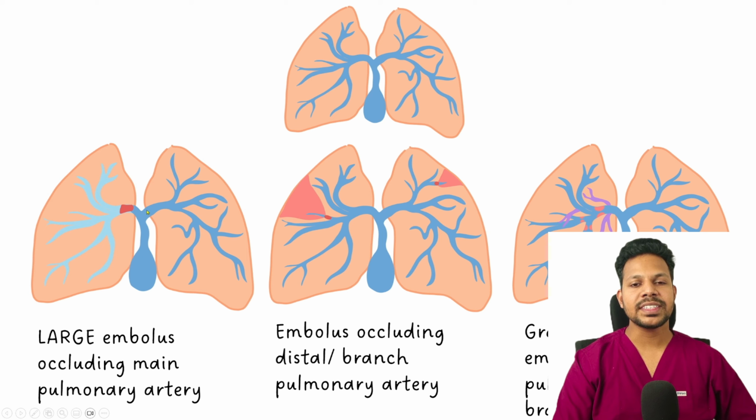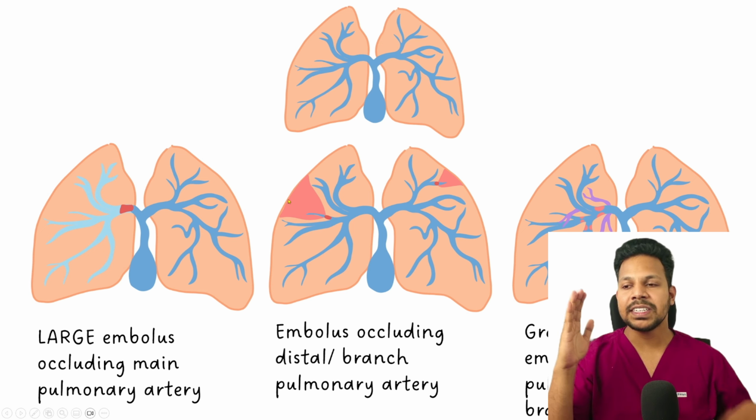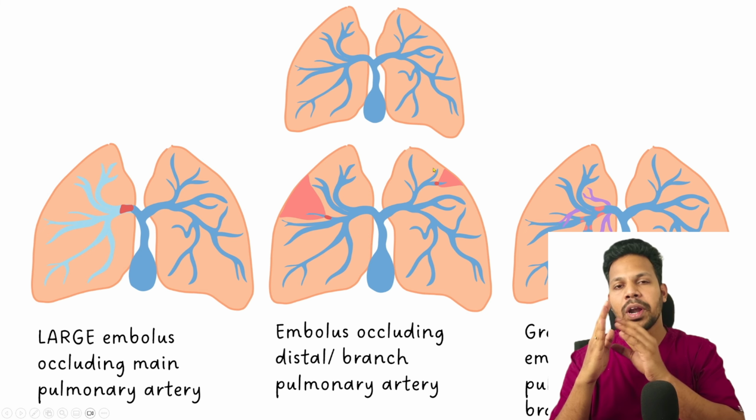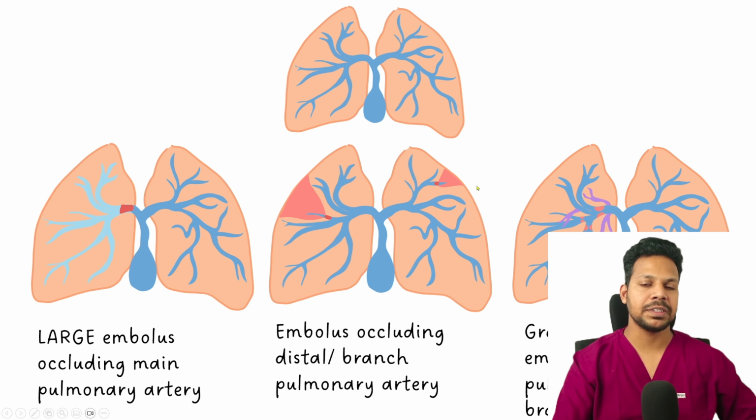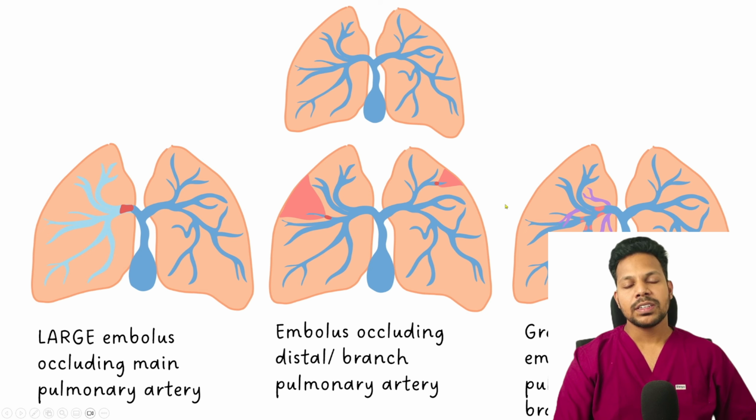So here the embolus is in the distal branch pulmonary artery. What will happen? The part of the lung which is supplied by this distal branch undergoes infarction. And when there is a pleura overlying it, there is pleural irritation as well, and the patient can have pleuritic chest pain. This will result in submassive pulmonary embolism.